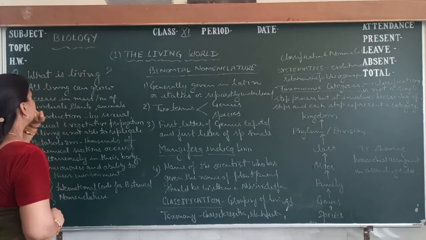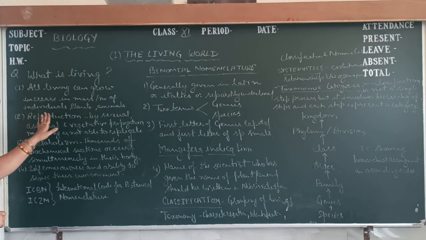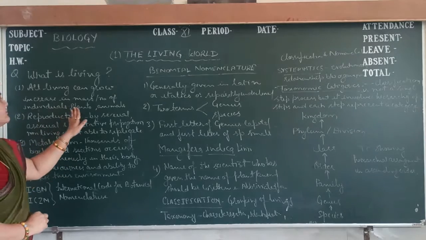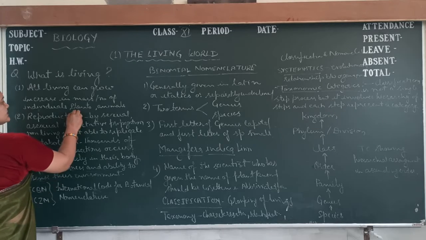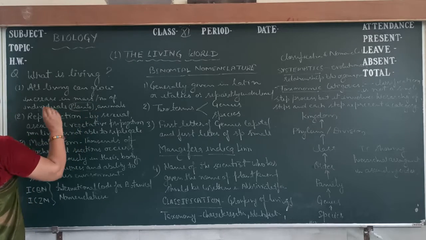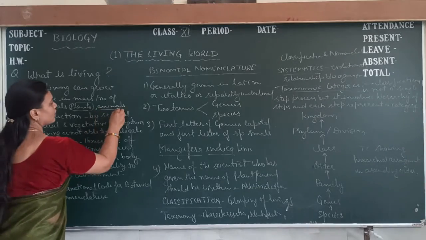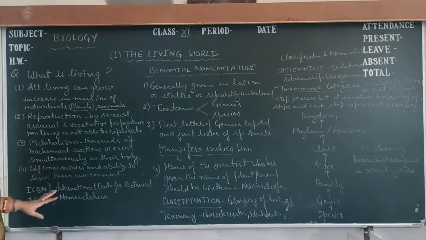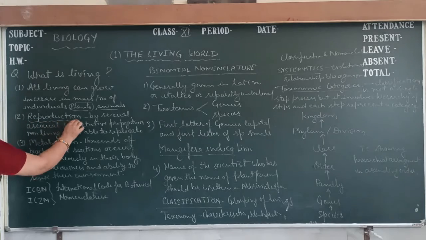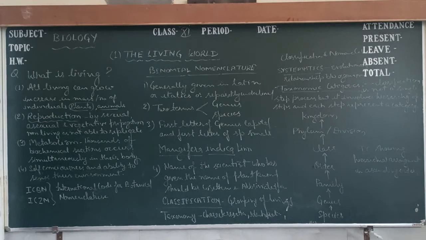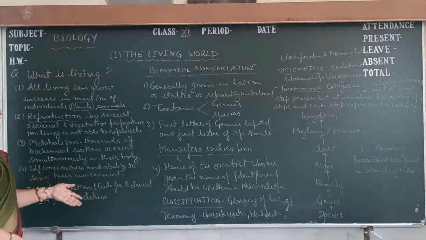So, who are living? All the livings can grow. Grow means they can increase in mass or increase in the number of individuals. Like in plants, plants can grow throughout their lifespan, but animals can grow only up to a certain age limit. The second is reproduction. Reproduction is the process of living by sexual, asexual or vegetative modes. But non-livings are not able to replicate.